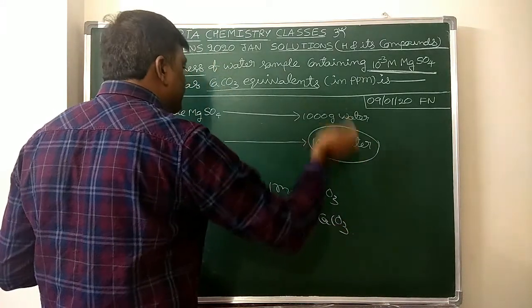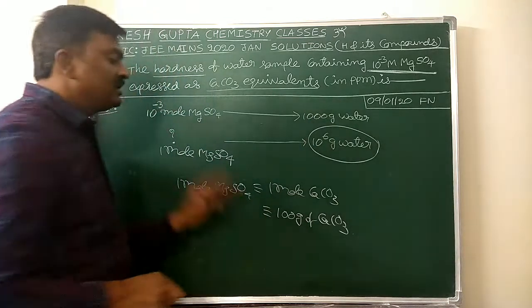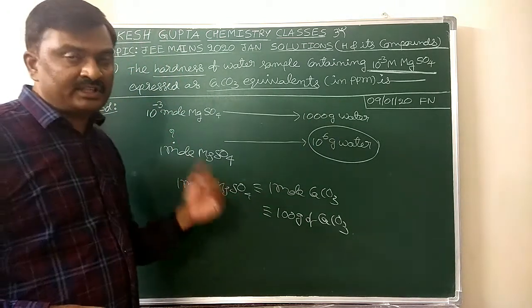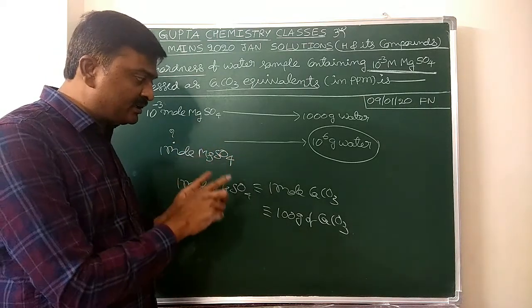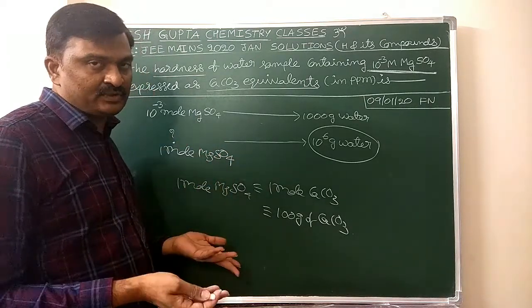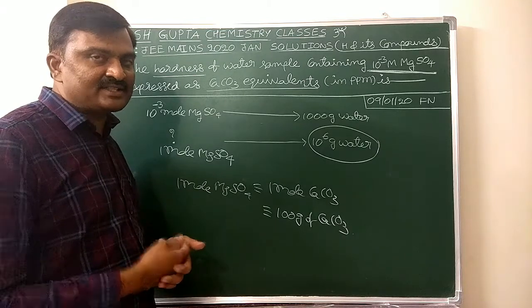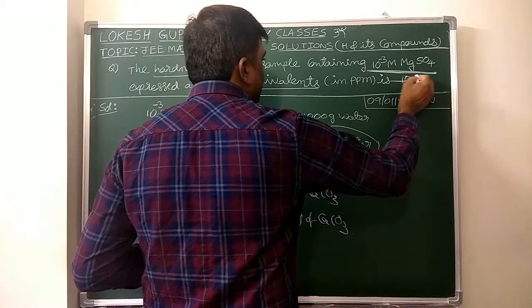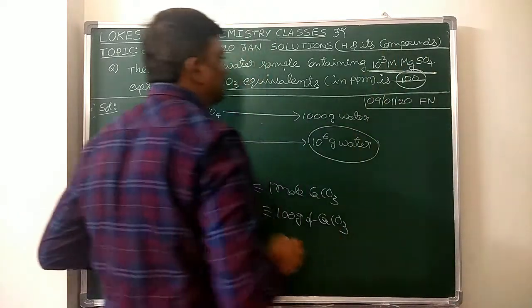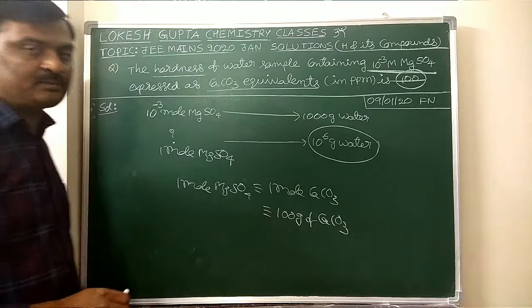So in 1 million grams of hard water, 100 grams of CaCO3 equivalent is present. So what will be the degree of hardness? 100 parts per million. So the answer is 100 for this numerical value type question. Now come to the next question.